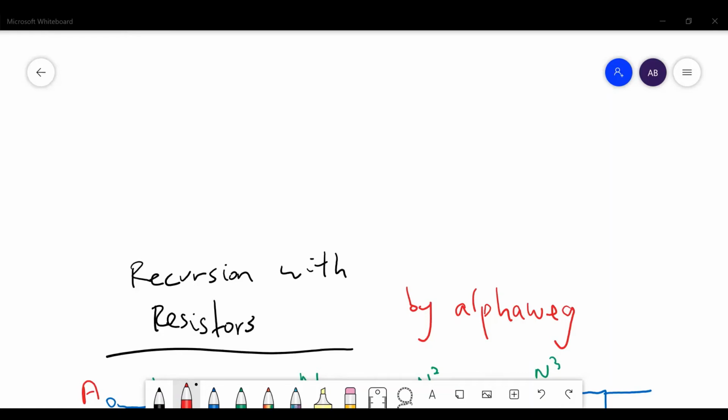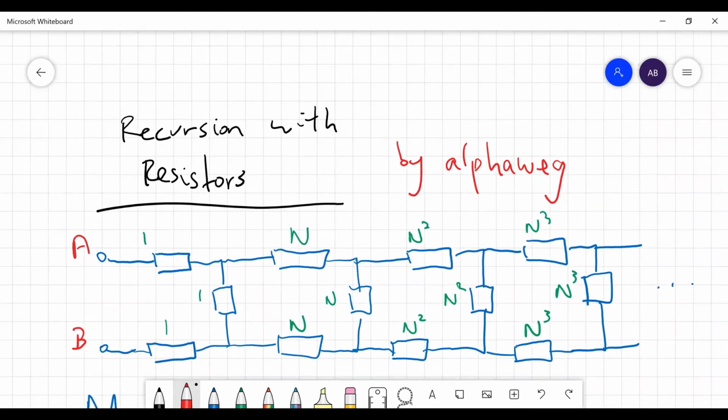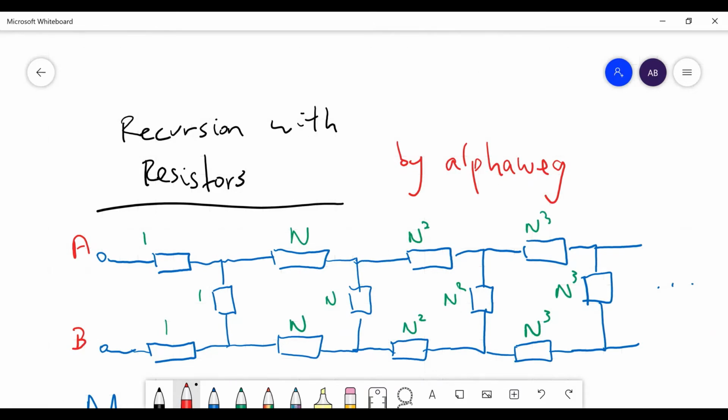Okay, hello everyone. Welcome to this very random video about recursion with resistors. So we can consider this infinite ladder sequence. And the question is, we want to find the resistance between point A and point B. The first section has resistors of only 1 ohm, followed by n ohms, then n squared ohms, then n cubed ohms, and so on and so forth, and it is infinite.